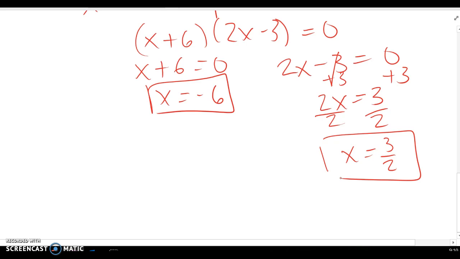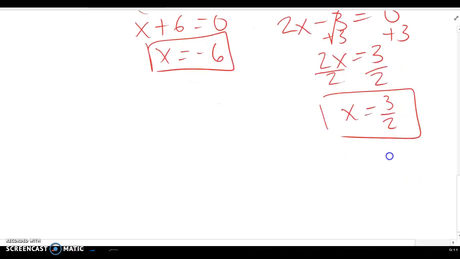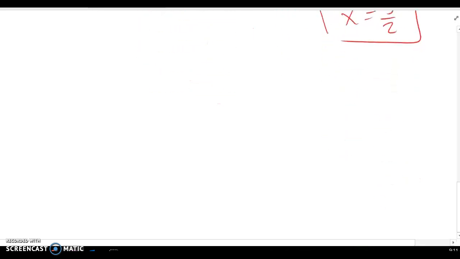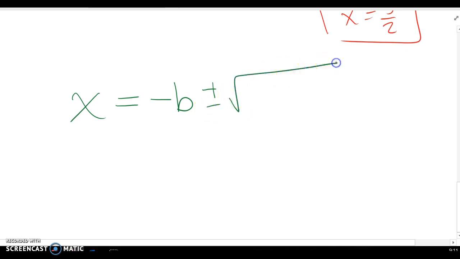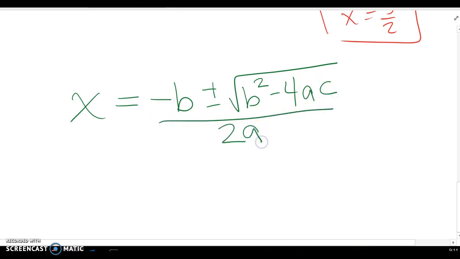Not all equations can be factored. So we have another strategy that allows us to solve quadratic equations when they cannot be factored. This is called the quadratic formula. You should write down and learn that the quadratic formula is x equals negative b plus or minus the square root of b squared minus 4ac all divided by 2a.